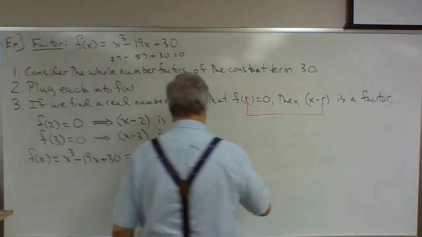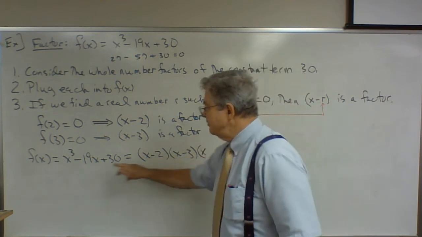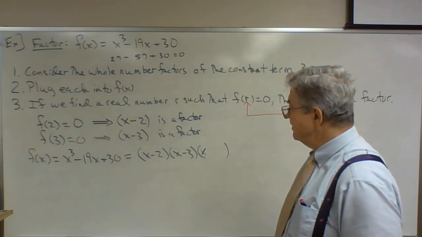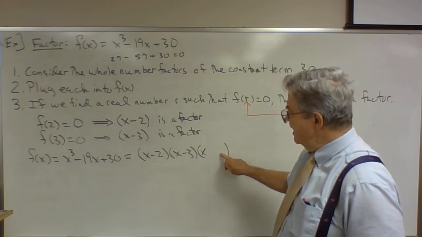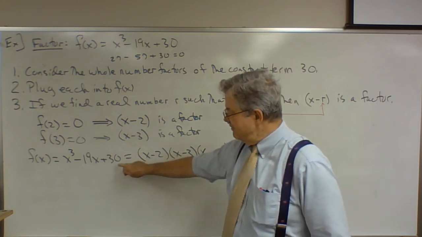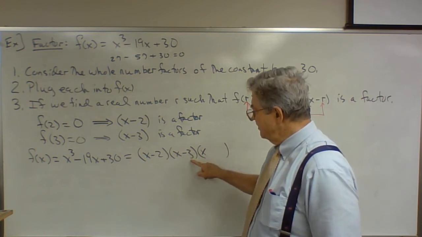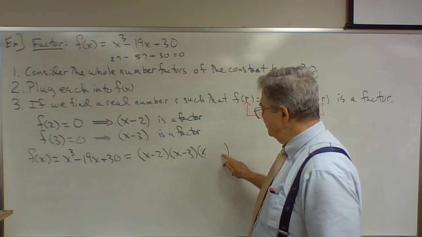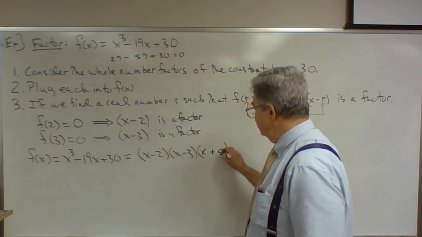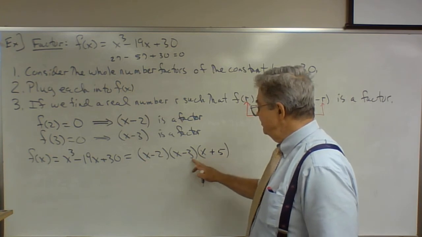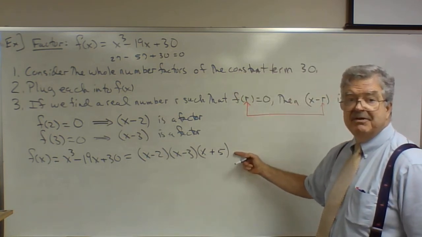Well, let's see. Probably we're going to have an x here. X times x times x is x cubed. That looks good. And we're going to have a constant here. Whatever we put here has to multiply by negative 3 and negative 2 to give us plus 30. Negative 2 times negative 3 is plus 6. So whatever goes here has to multiply by plus 6 to get 30. So I say plus 5. 5 times negative 3 is negative 15 times negative 2 is plus 30. This is our factorization right here.